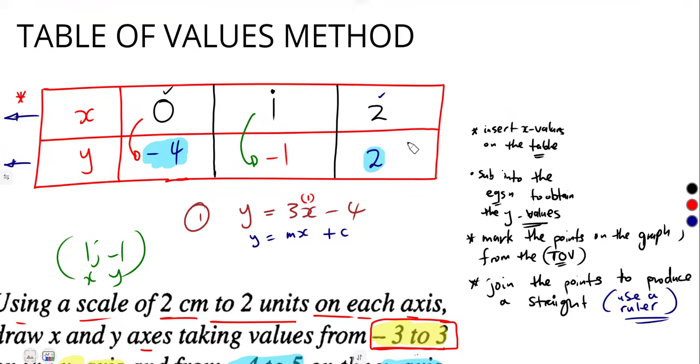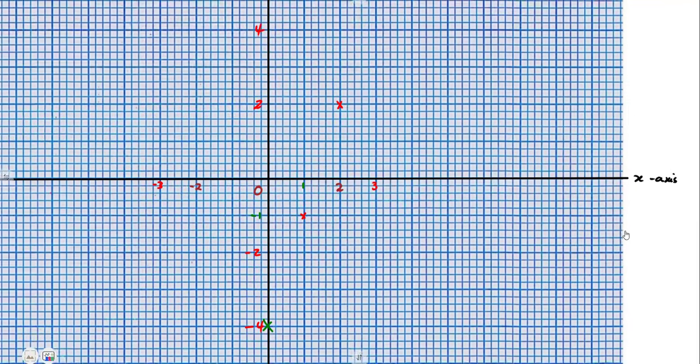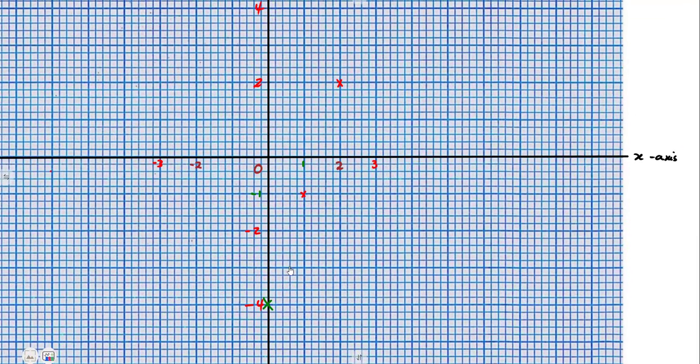You move on to the third point, 2 versus 2. When x is 2, y is 2. So you just mark again, when x is 2, y here is 2. These two meet here. Where they meet, you mark a point, where x is 2 and y is 2, according to the scale that we are given. So these 3 points, if we join them using a ruler, we are going to produce a straight line. So you must put a ruler along, then join, and you produce a straight line.